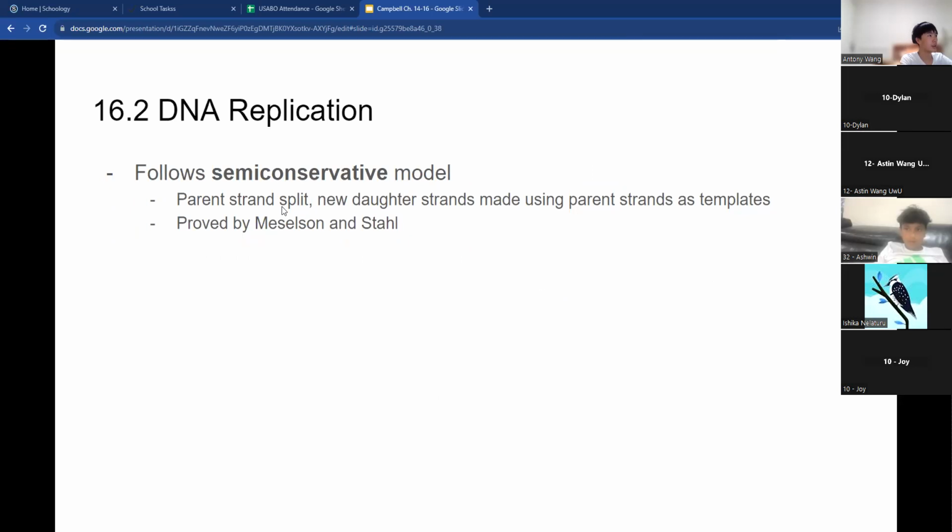DNA replication follows a semi-conservative model. This means that when DNA is replicated, each new DNA molecule contains one old strand and one new strand. The old DNA, like the parent DNA, is split, and new strands are synthesized along it.